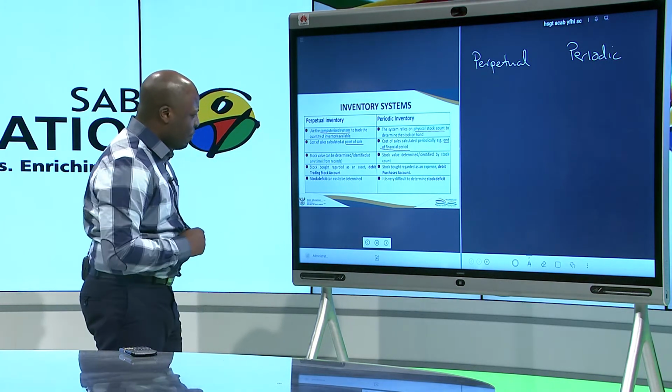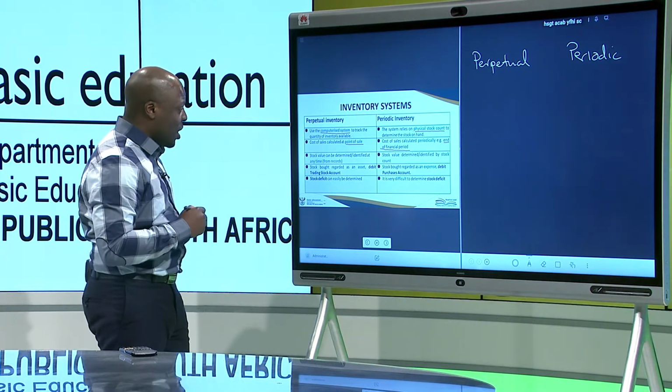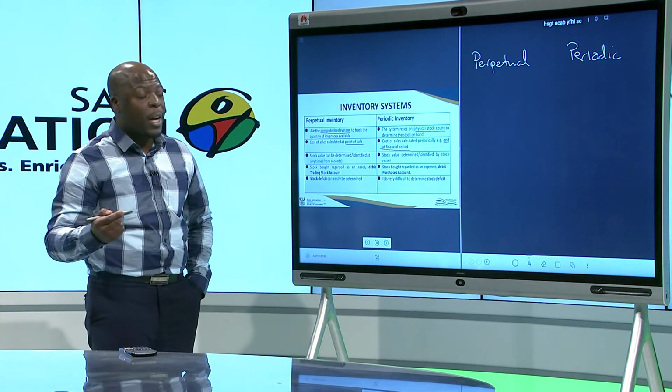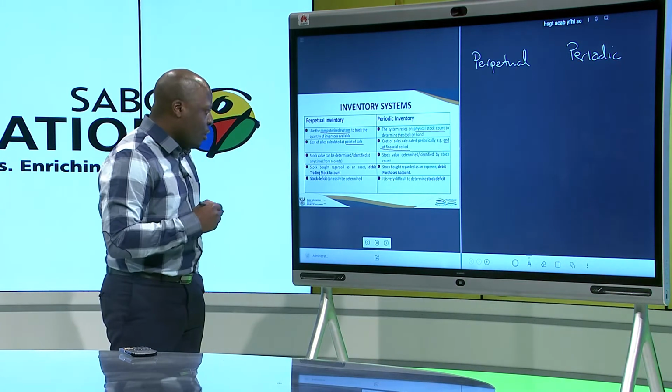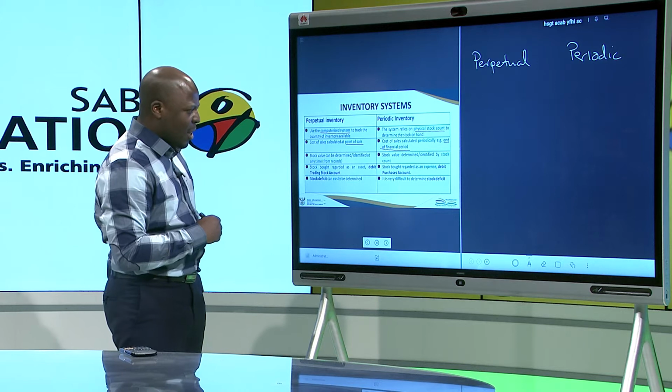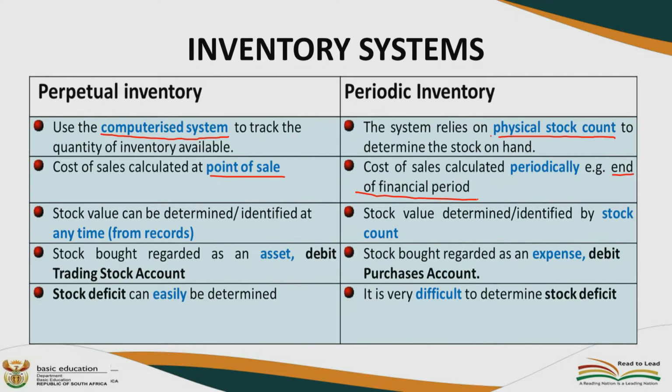Let's go on to the next point. Using your perpetual inventory system, you are able now to determine or identify stock values at any time, all right? In other words, when you use your perpetual inventory system, you are quickly able to identify, or it is easier for you to determine your stock values from your accounting records. But when you use the periodic, you also need to understand that stock values cannot be identified easily. You need to do what is known as your stock count.